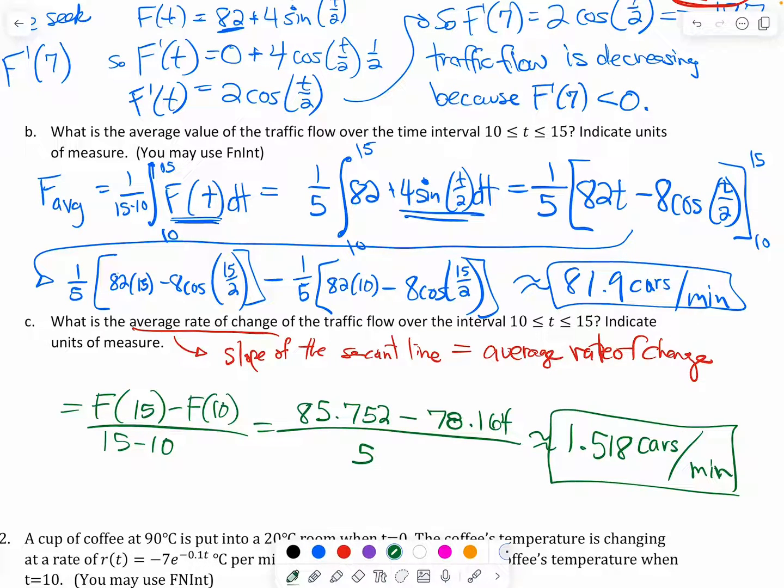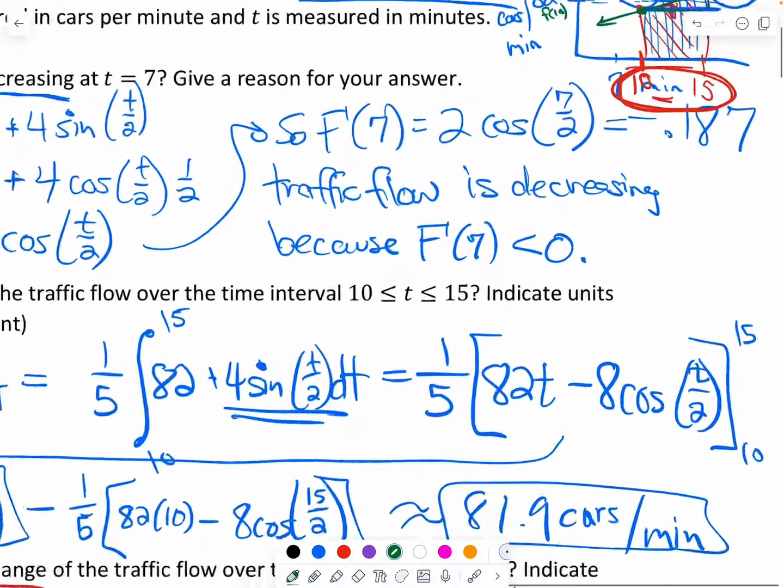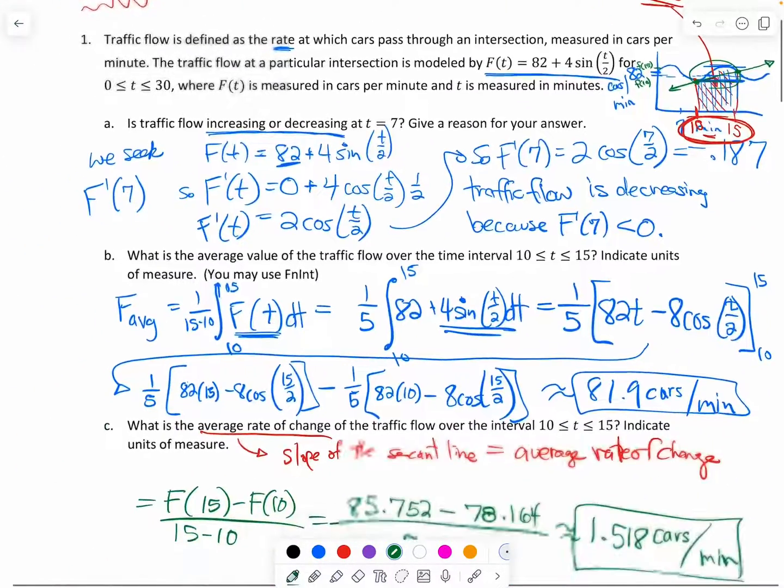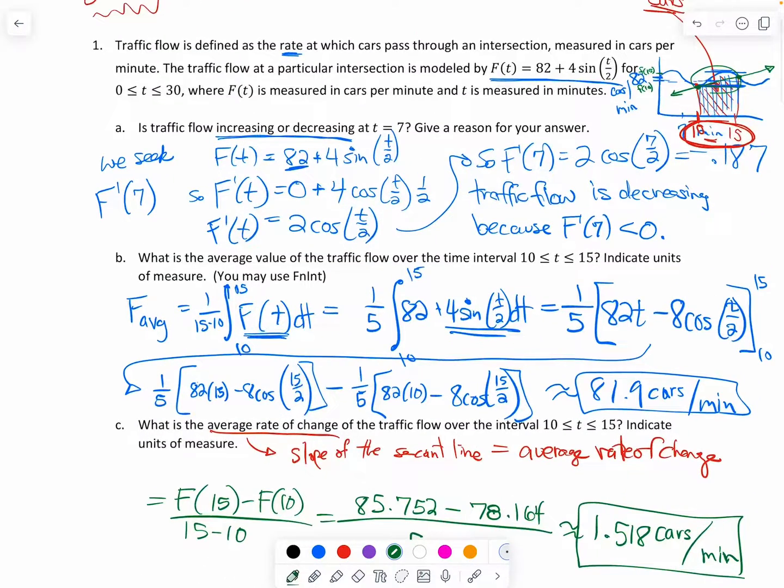It makes sense. That slope is positive, and so it looks like the average rate of change, or the average slope of the tangent line from 10 to 15 is 1.518 cars per minute. All right, there's an average. This is more of an average value problem.